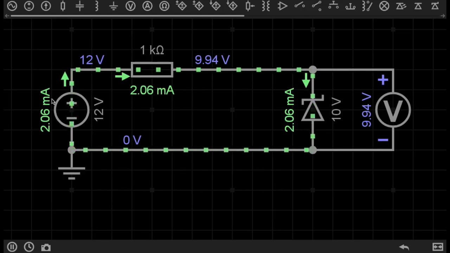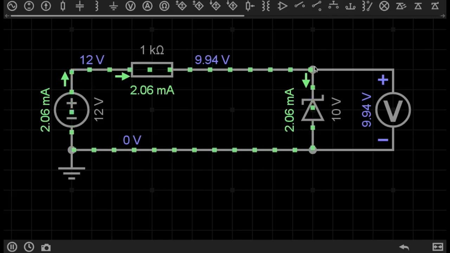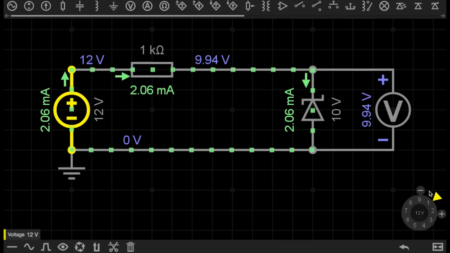I have a 12 volt power supply with a reverse biased Zener diode. Its reverse breakdown voltage is 10 volts. So therefore, the breakdown voltage has been exceeded by the 12 volt power supply, thus allowing the current to flow through the circuit. I have a voltmeter on the side here, and it's measuring 9.94 volts. Let's have a look at what happens when I increase the voltage of the power supply.